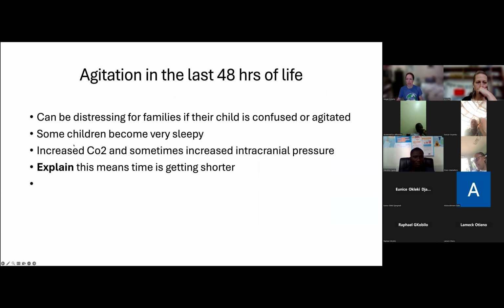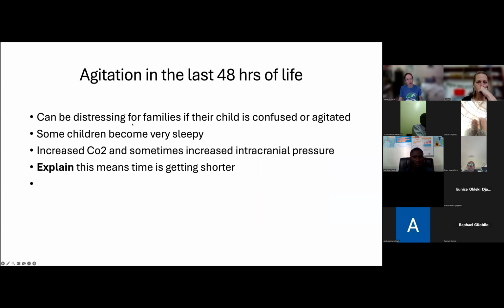So here's a few of the symptoms. Let's go through some of the key ideas about how we manage each symptom as it comes. So agitation, in the last 48 hours or the last few days of life, you don't know the last 48 hours until after the child has died. You don't know what the timing is. But it can be distressing for families. Their child can be very confused or agitated. Some children become very sleepy. Sometimes it's due to increased carbon dioxide levels because they're not breathing very deeply, increased intracranial pressure. And what we need to do is explain that this means that time is getting shorter.